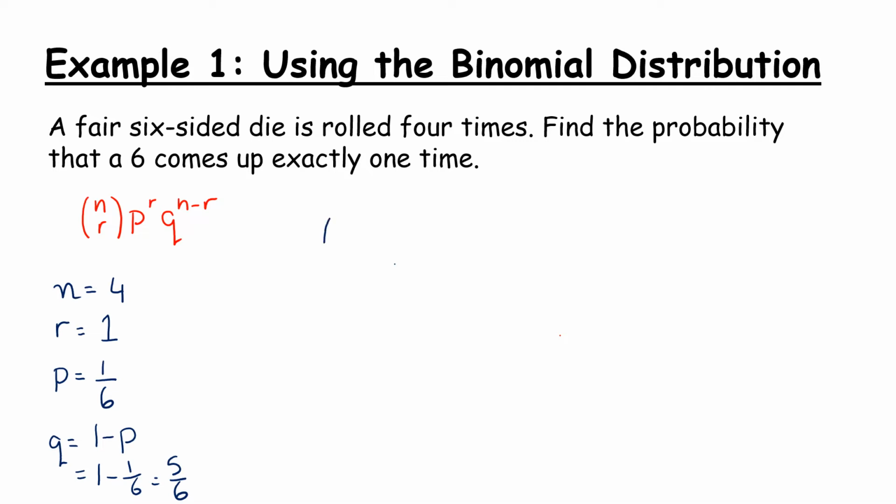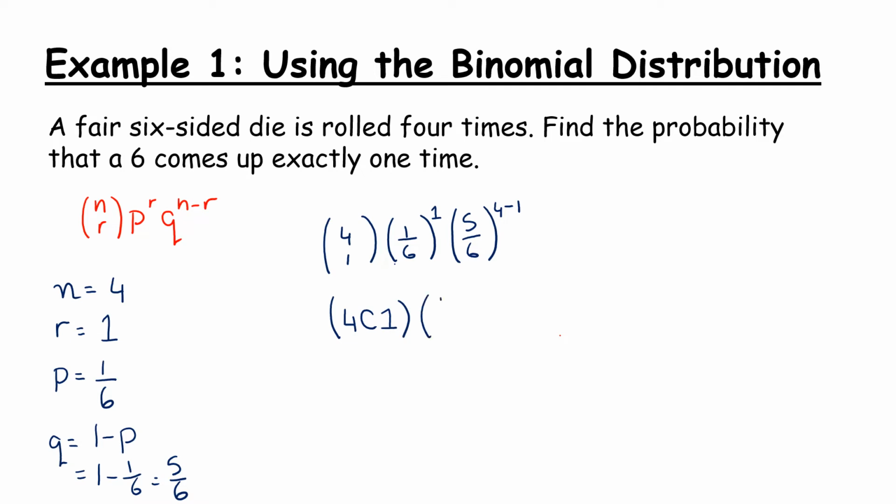So our answer is going to be 4 choose 1 times the probability, which is a 6th, to the power of r, which is 1, and then 5 over 6 to the power of n minus r, which is 4 minus 1. If we wanted to write this into our calculator, we could write 4C1, 4 choose 1, then a 6th, and then 5/6 to the power of 3. Notice how our powers should always add up to the number of trials. So we had a 6th to the power of 1 and 5/6 to the power of 3. Added together, that should give us 4.